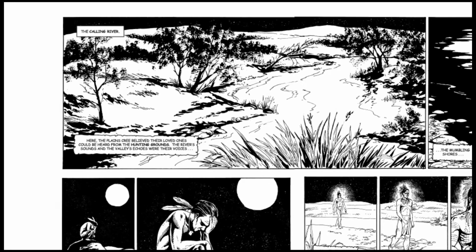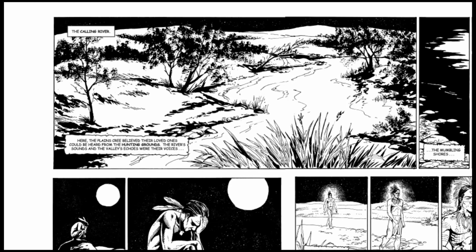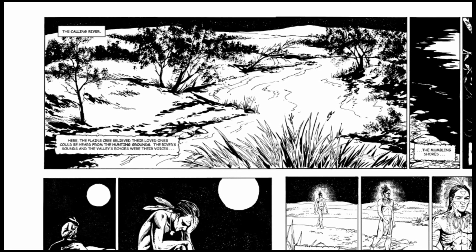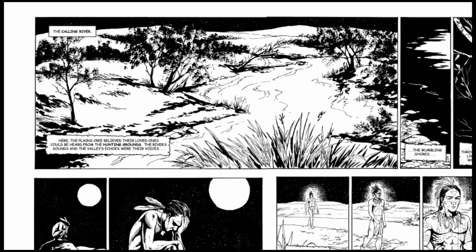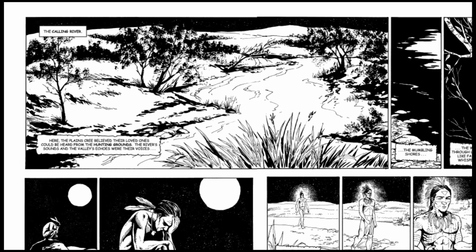And then other shots like the Calling River. It's a very wide shot because you want that whole effect of looking at the river and the banks and the whole organic feel of it. So it just depends on what you're telling in the panel and what you want visually the reader to look in and focus in on.